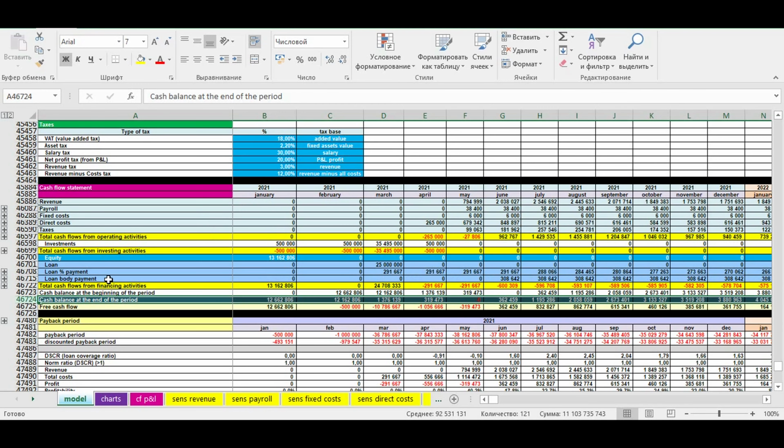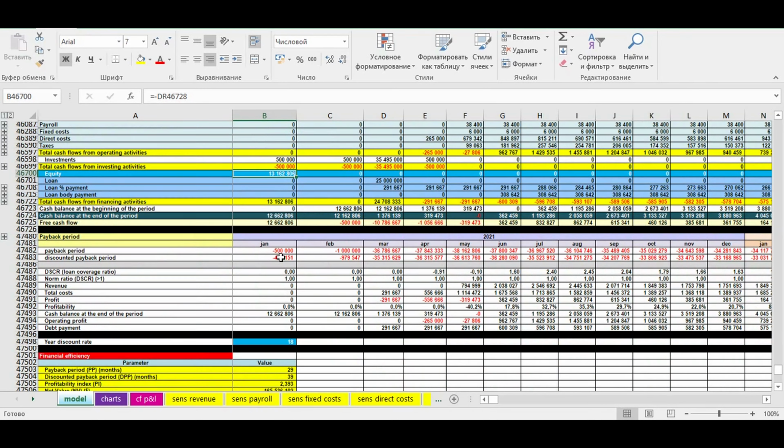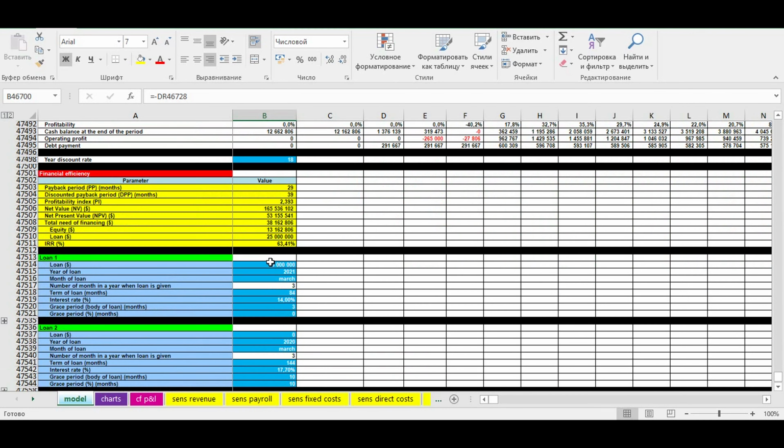Third, one of the main things you'll see from cash flow is total amount of money you need to start the business. If you see that total financing is bigger than amount of money you have, you can add a loan parameters. Amount of loan, month and year you get it, loan term in months, interest rate, and grace period for interest and body payment of the loan.